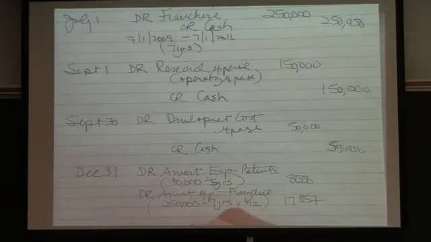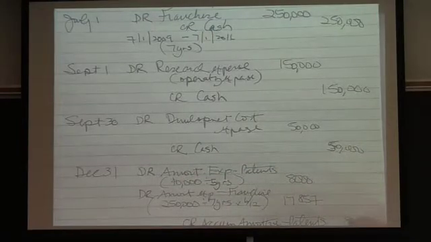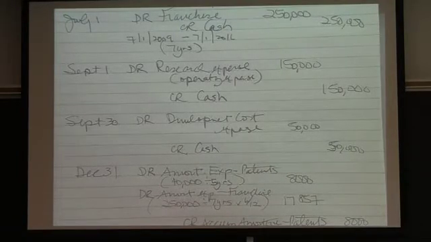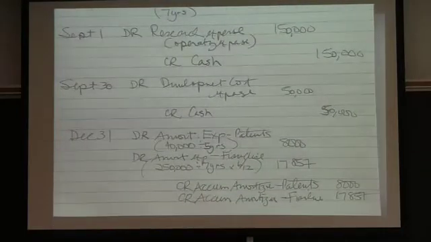And the corresponding credit is we're going to credit cumulative amortization, patents, and this is a contra account to the patent cost, and we're going to credit cumulative amortization, franchise. And that is our journal entry for December 31st.